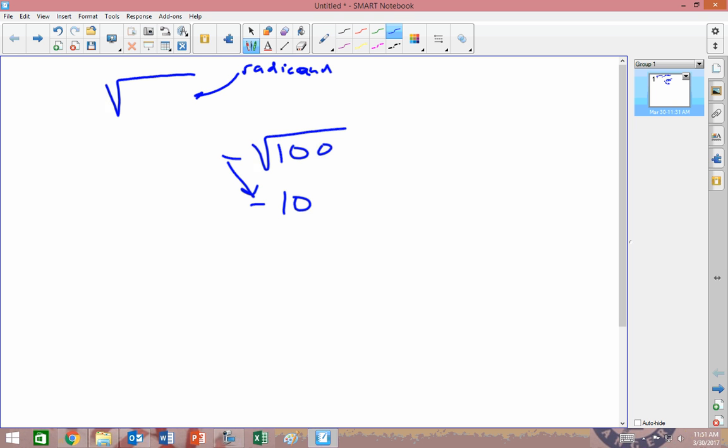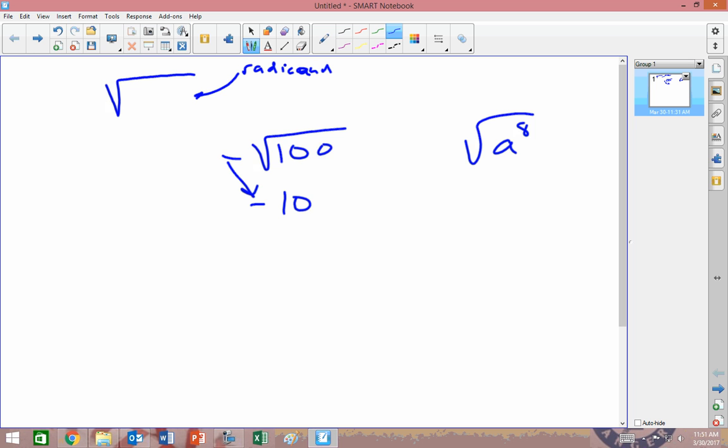But what if we're in the square root of negative 100? You can't take the square root of a negative number. Okay, so if you have negative 3 times negative 3, what do you have? Positive 9, right? So how could you get a negative number? Only by multiplying a negative and a positive. So you can't have a square root of a negative number. Make sense?